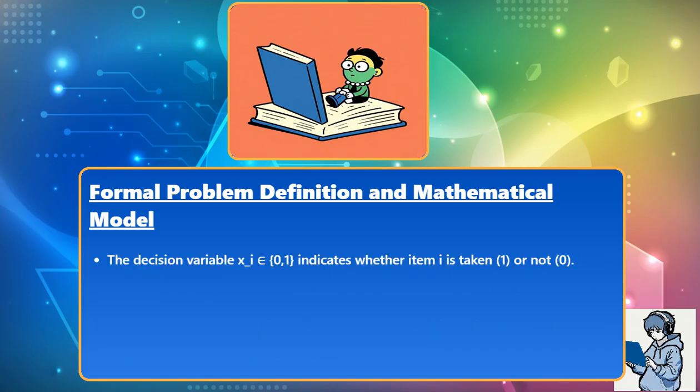The decision variable x sub i belongs to the set {0, 1}, indicating whether item i is taken (1) or not taken (0). Maximize the sum over i from 1 to n of v sub i times x sub i, subject to the sum over i from 1 to n of w sub i times x sub i being less than or equal to c, and x sub i belongs to the set {0, 1} for all i. This is the classic 0-1 knapsack problem because each item can be taken at most once, either 0 or 1.